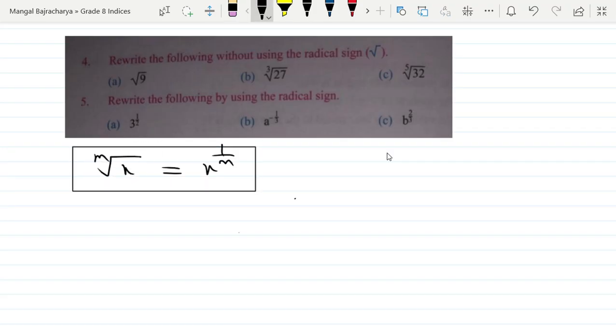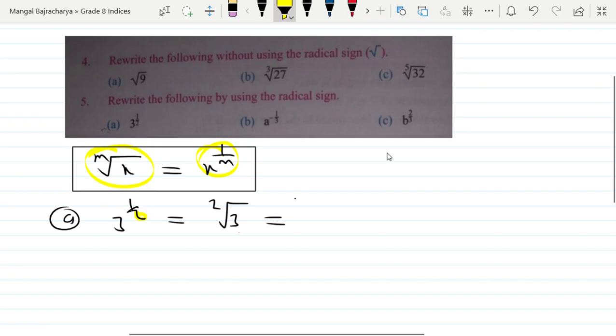Now we make the reverse of it, right? Reverse in the sense that if x power 1 by m is there, we have to write the mth root of x. So we do this for A, B, C. Here we are given 3 power 1 by 2 in number A. So the root power is 2, so we bring 2 above, the second root of 3. This second root, or square root, does not need the 2 written, so simply we write square root of 3. So that's number A.